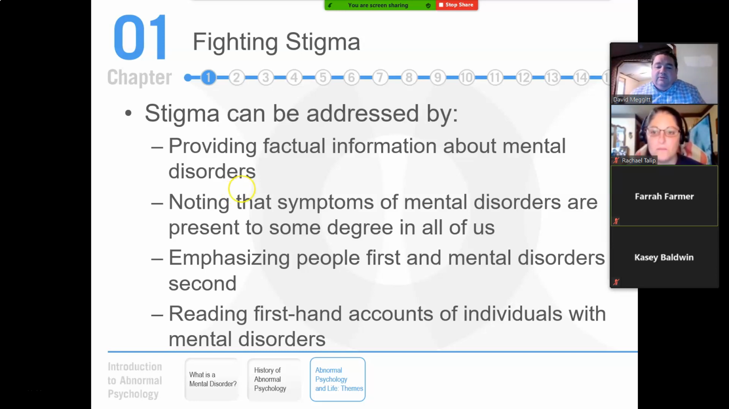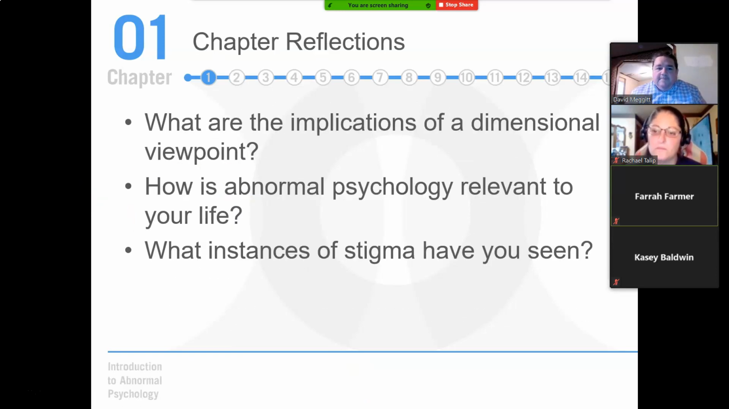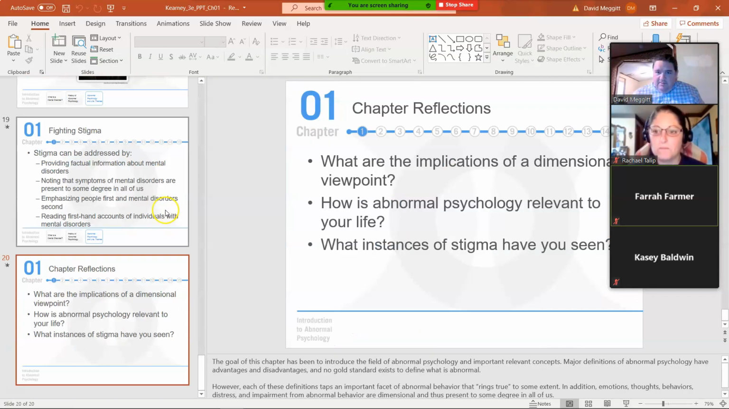Reading firsthand accounts of individuals with mental disorders helps us become more human. As you look back on chapter 1, what are the implications of a dimensional viewpoint? How is abnormal psychology relevant to your life? And what have you seen as far as stigma goes? That last question is basically your introduction question, so be considering that. Any questions regarding chapter 1? Okay, then we'll jump to chapter 15 and wrap it up.